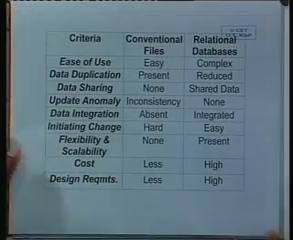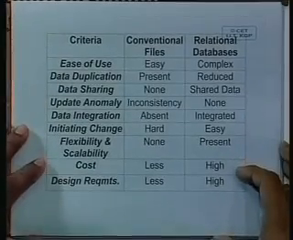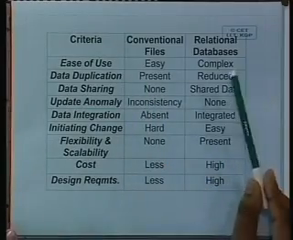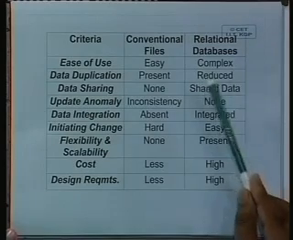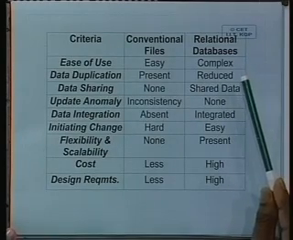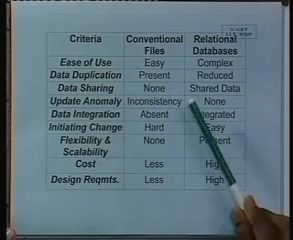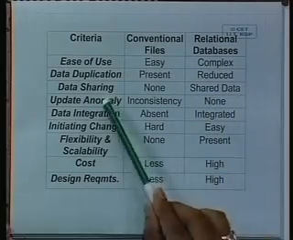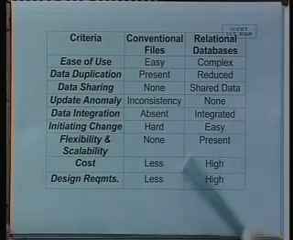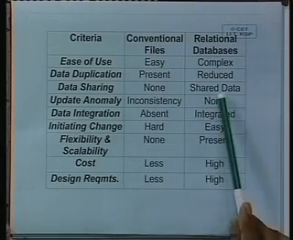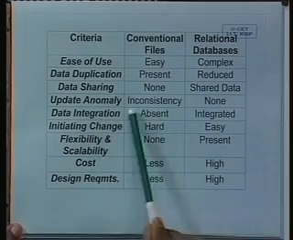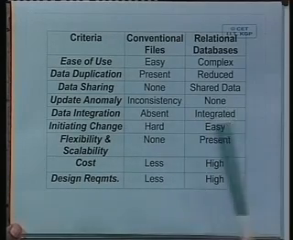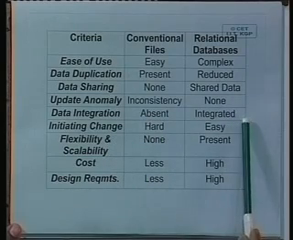Now, this is a comparison between the conventional files and relational databases. The criteria, suppose ease of use, right, we can say easy, complex. See, the relational database is not that easy to use. So, this is one difficulty. And data duplication, present, reduced. Conventional files are known for data duplication. Data sharing, conventional files none, relational databases shared data. Data is shared across applications. Update anomaly, there is an update anomaly and data is inconsistent in conventional files, and in relational databases there should be no update anomaly. Data integration, absent, integrated.